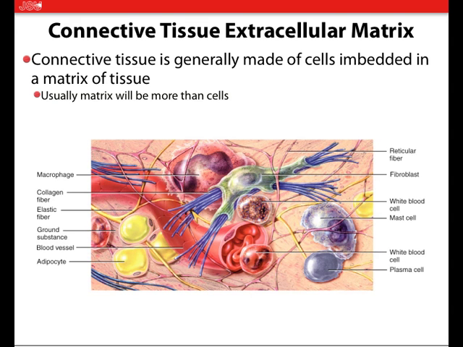Okay, connective tissue. What are the two parts of connective tissue? One part is its cells, and then the second part is an extracellular matrix. So connective tissue can be broken down into cells and extracellular matrix.